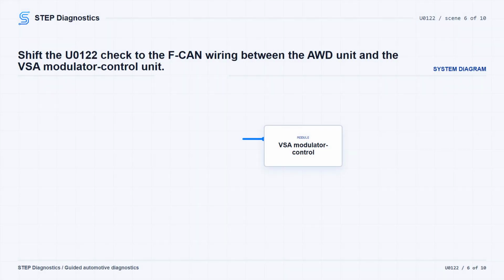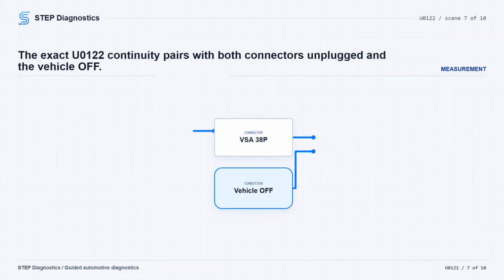For U0122, the next check is the FCAN high and low wiring between the real-time AWD control unit and the VSA modulator control unit. Turn the vehicle to OFF, or lock mode. Disconnect the real-time AWD control unit 24P connector and the VSA modulator control unit 38P connector. Then check continuity on each communication line individually. Real-time AWD control unit 24P connector terminal No. 14 to VSA modulator control unit 38P connector terminal No.